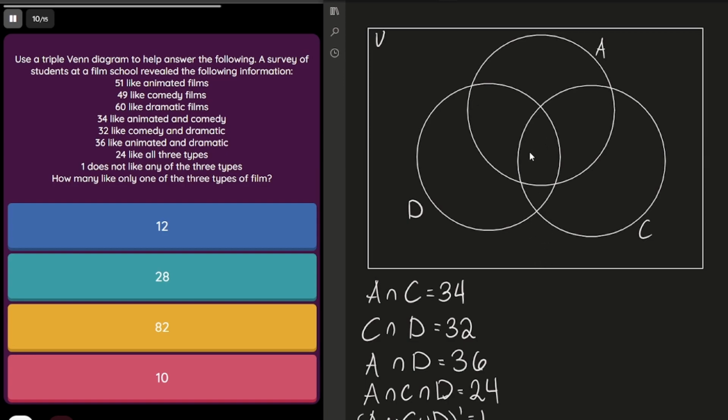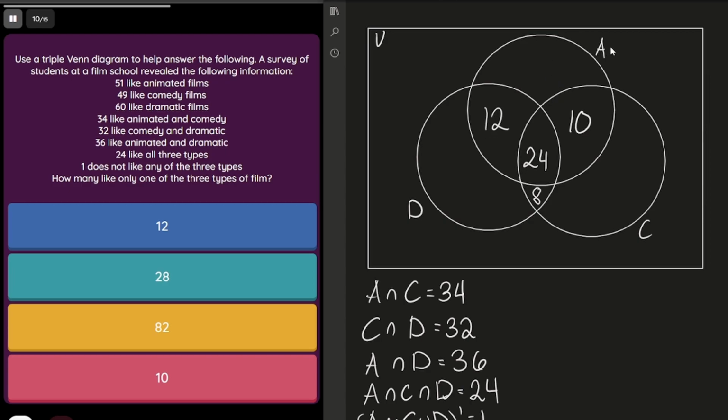Starting with the middle, there are 24 who like all three. Looking at animated and comedy, there are 34 who like it, 24 of whom also like dramatic. 34, take away 24, we have 10. Looking at comedy and dramatic, there are 32 who like it, 24 of whom also like animated. 32, take away 24, and we get 8. Looking at animated and dramatic, we have 36 who like it. 24 of those 36 like also comedy. 36, take away 24, and we get 12.